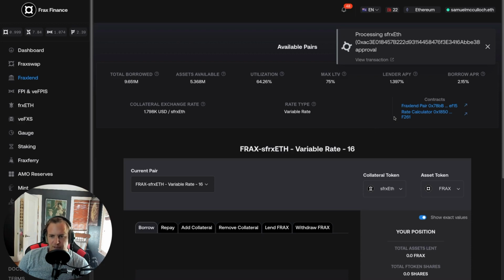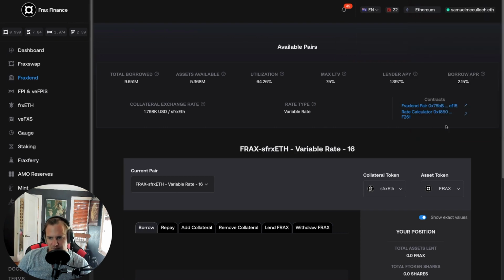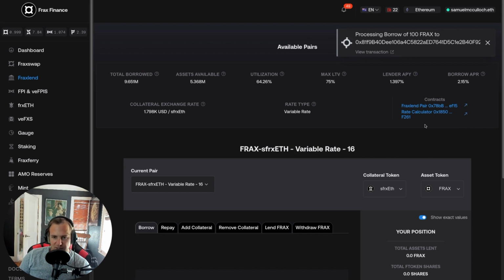And while this is happening, once I deposit my sfrxETH in and I borrow that $100, my borrow APR is going to be 2.15%. Okay, now we have one more transaction to borrow the Frax. We're going to approve this, and once it goes in, I'm going to borrow that $100. I will be paying $2 a year to borrow this $100, which doesn't really seem like a lot. But if I was borrowing $100,000, that would be $2,000 a year. It's still nice, though. Okay, there we go.